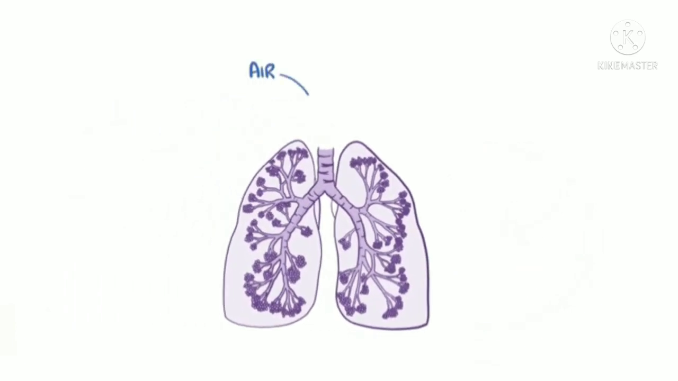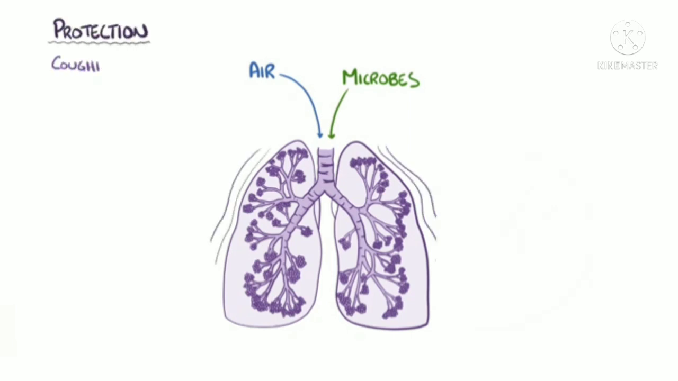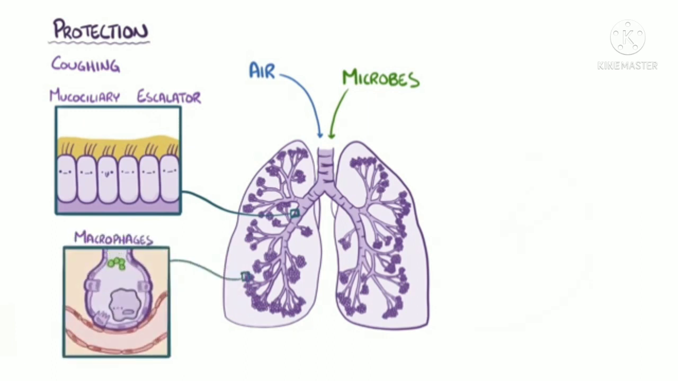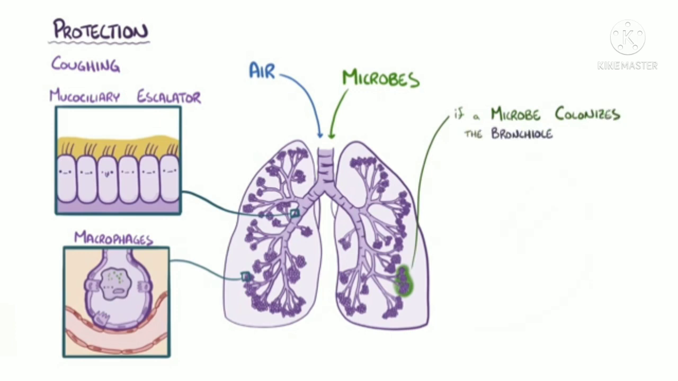Now, in addition to air, you're constantly breathing in other stuff, like microbes. But we're usually pretty good at protecting ourselves. For example, we have mechanical techniques, like coughing, a mucociliary escalator that lines the entire airway and moves out larger bacteria, and macrophages that are nestled deep inside the alveoli and ready to destroy anything that lands there. But sometimes, a particularly nasty microbe might succeed in colonizing the bronchioles or alveoli. And when that happens, congratulations, you've got pneumonia.